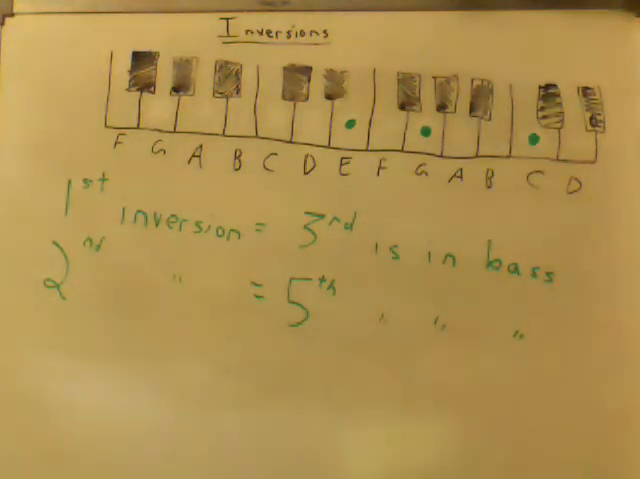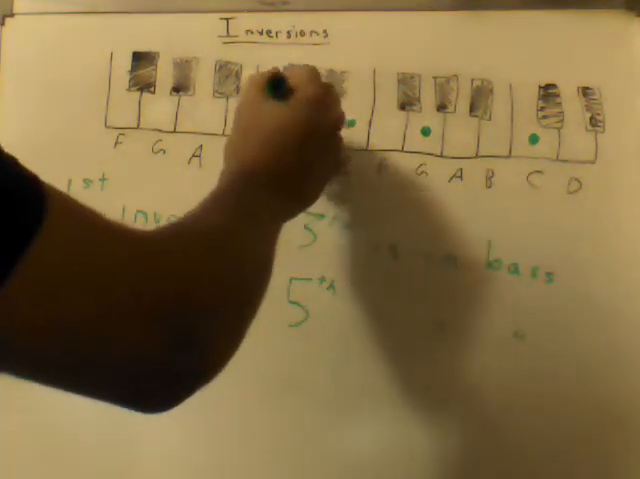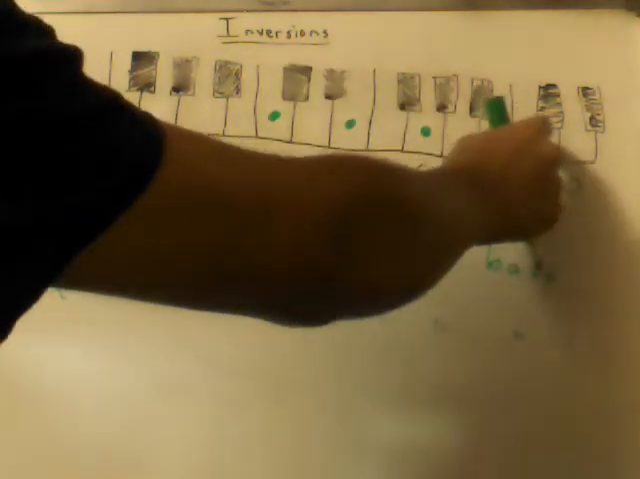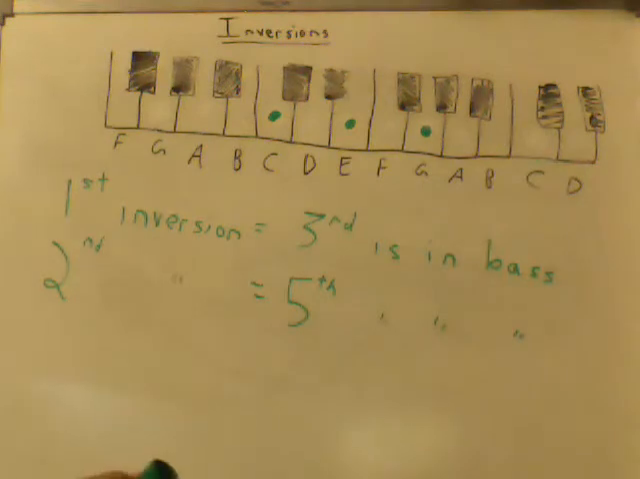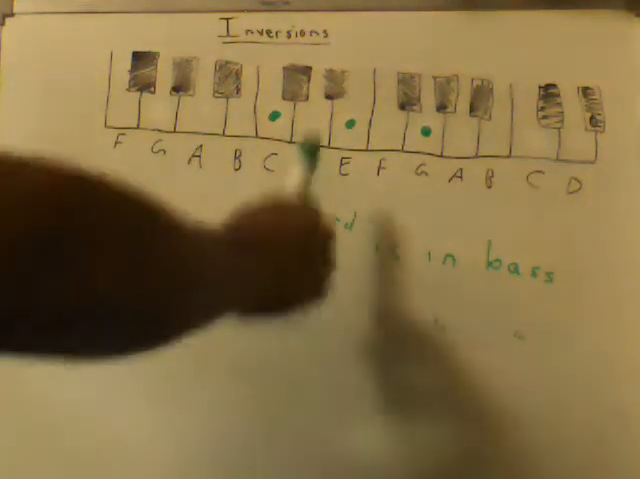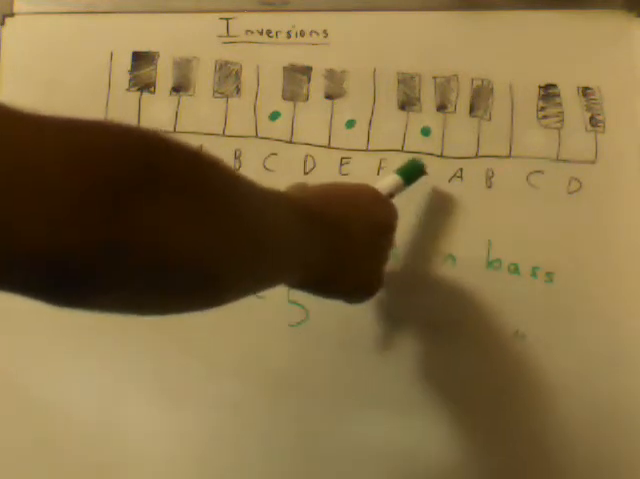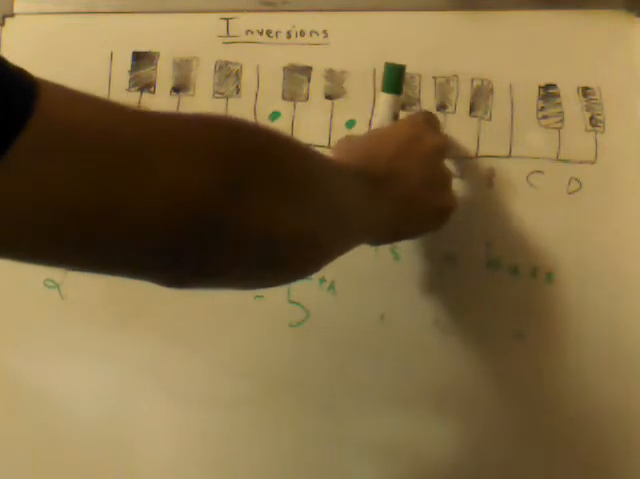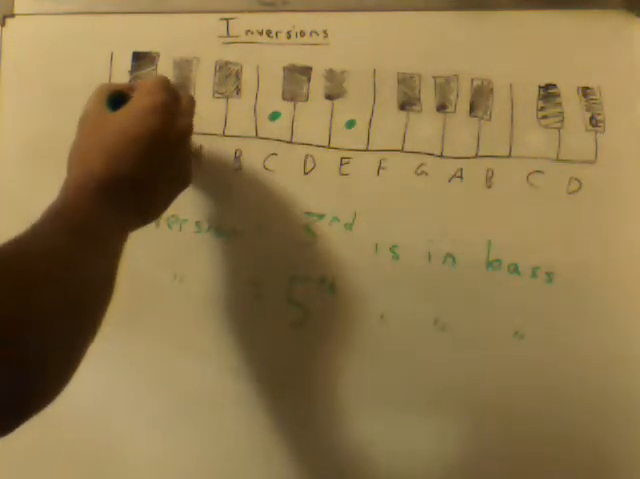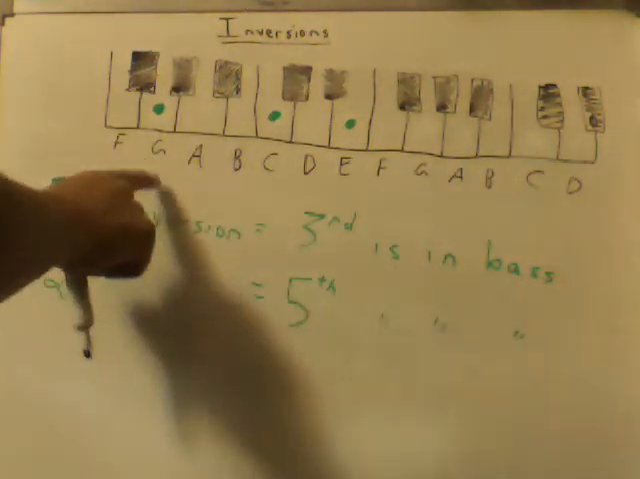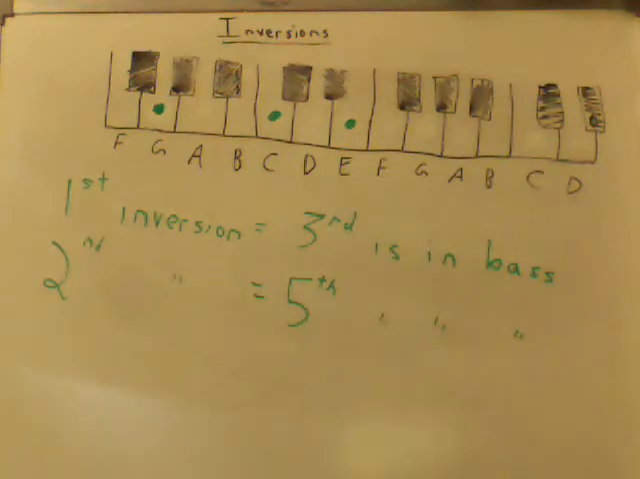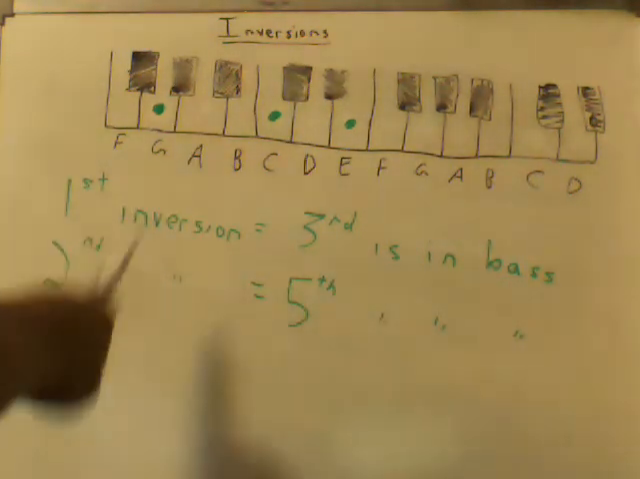Okay, that's it for first inversion. And then the second inversion is when the fifth is in the bass. The fifth of a C major chord is G. So this time we're just going to be taking the fifth and moving it into the bass. So we're going to get rid of this, and we're going to put it here, where this G is. So we just made a C major chord, second inversion.